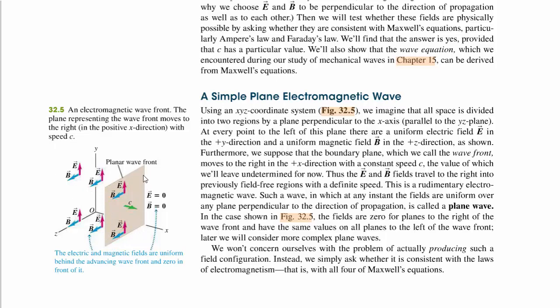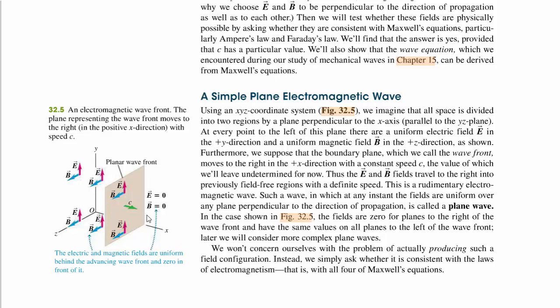Can you imagine this gray square moving in the x direction at speed c, and we're going to find that out. Behind that wave, or behind the plane, I'm sorry, is a constant upward electric field anywhere in space, and a constant B field here in the plus z direction. Out in front of the wave, there's nothing. It hasn't gotten here yet.